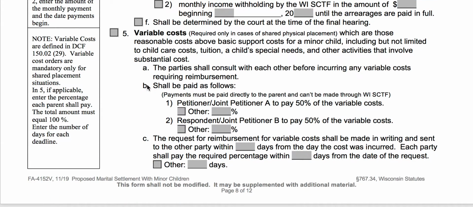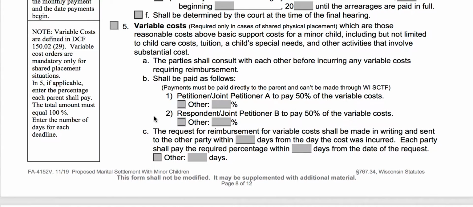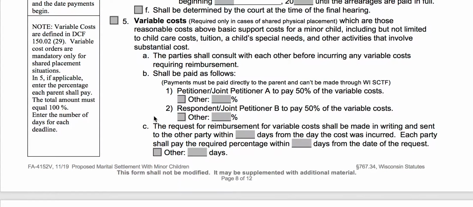Last but not least, we'll do variable costs. If you don't have shared placement, you don't need to do the variable cost section. Skip it. Variable costs is only required in situations where there is shared placement, and certainly some courts will only order it if there is shared placement. So if you don't have shared placement, we typically say go ahead and skip variable costs. If you don't have shared placement, but you think variable cost is something you want to do, again, that'd be a legal advice sort of question to see if it's possible in your situation.